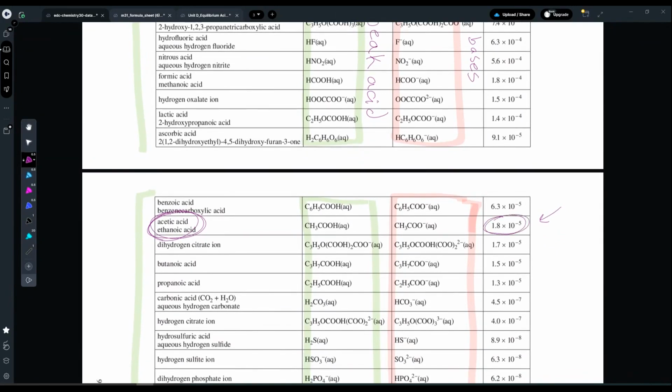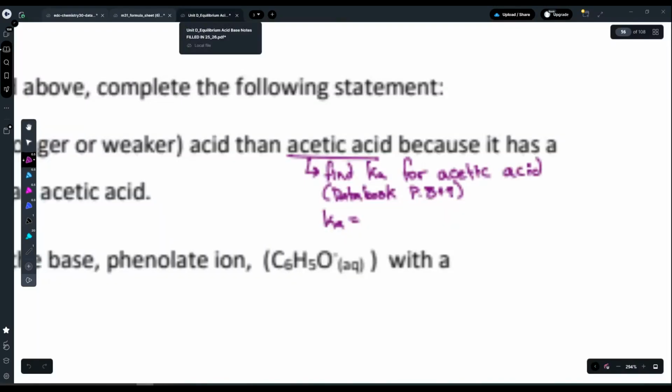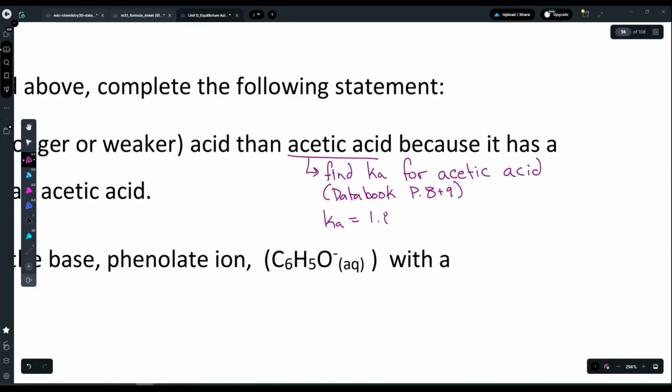So the Ka for acetic acid is 1.8 times 10 to the power of negative 5. That's going to correspond with the formula in the acid column. It does not correlate to the formula that's in the base or the conjugate base column. The reason being is because this is the Ka, the equilibrium constant for the weak acid, which is the formula in the acid column, not the conjugate base column. So let's write that out. 1.8 times 10 to the power of negative 5.